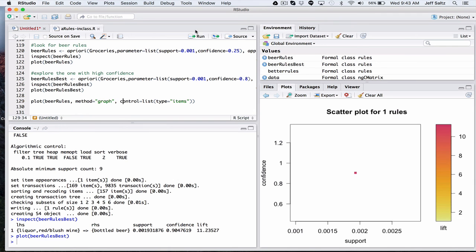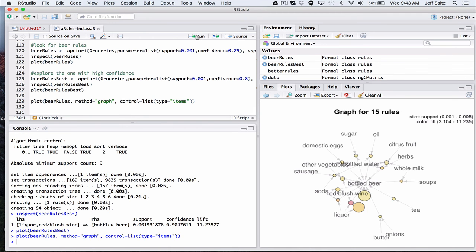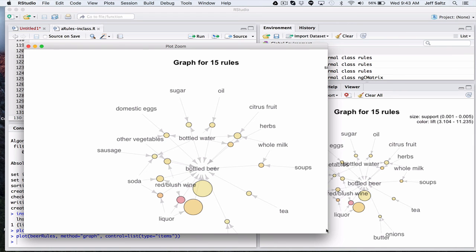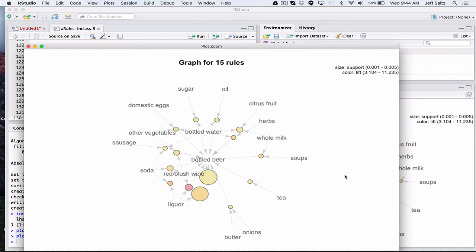So maybe we'll end by actually plotting what that looks like, which is a different type of visualization. So here's the plot for the 15 rules that we have, so not just that one, but the 15 of them. And you can see what's driving bottled beer. So you can see this red and blush wine over here, liquor, so the size of the circle obviously is helping to dictate. Let me show you just a little bit bigger. Here we go. So we have the lift being shown by the color, and the size of the circle is showing the support. We see the ranges for that. And we see the direction of what's driving beer.